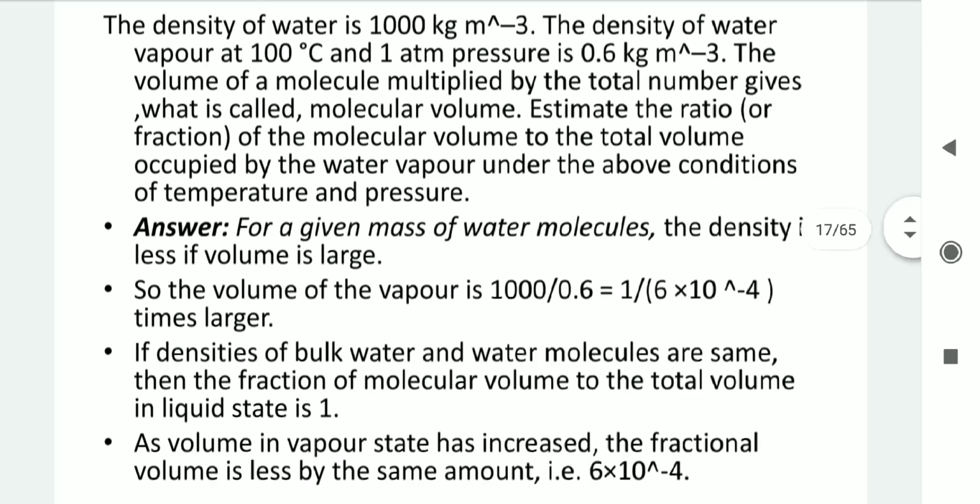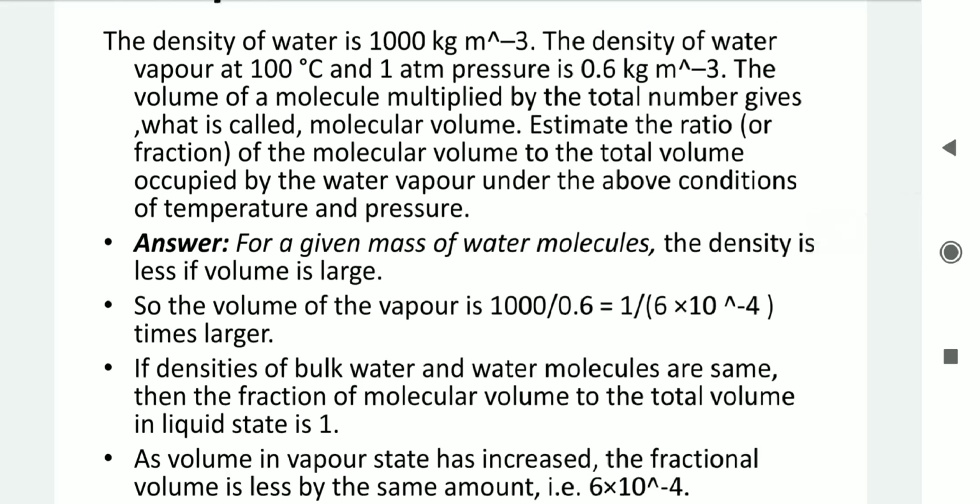So here the mass of molecules is given, and the density is less as its volume increases. Here the density is 1000 kg per meter cube for the water, and for the vapor it is 0.6 kg per meter cube. By taking the ratio, the volume of the vapor is 1000 divided by 0.6, which is equal to 1 divided by 6 into 10 raised to minus 4. So by this amount, the volume of water is smaller.